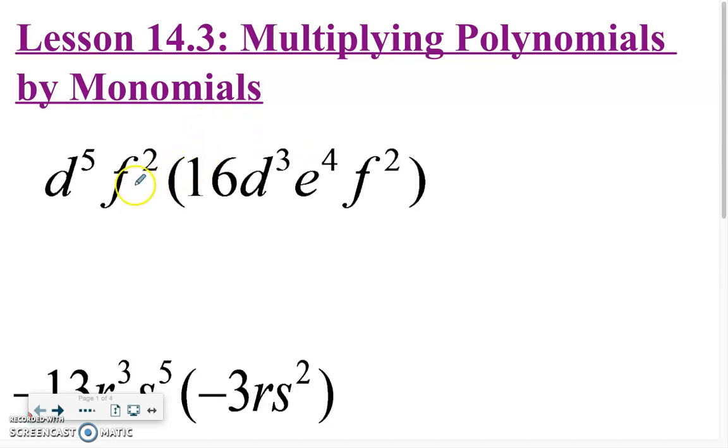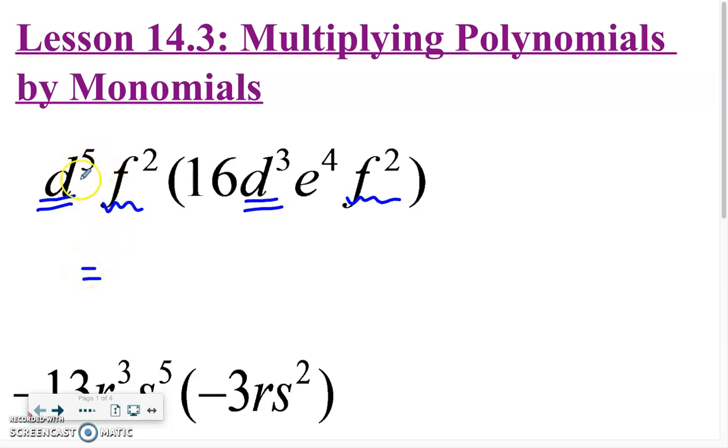So the first example I have here is taking d to the fifth f squared and multiplying by all this stuff in parentheses. You'll notice that you don't have any plus signs or minus signs here. So really what we're doing is we're just going to be focusing on like terms and multiplying those like things together. So d's will multiply with d's, f's will multiply with f's. Okay? So here's how this is going to go.